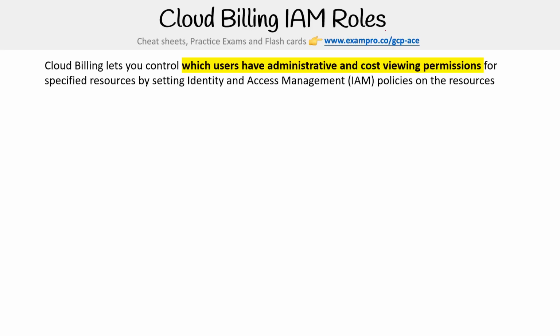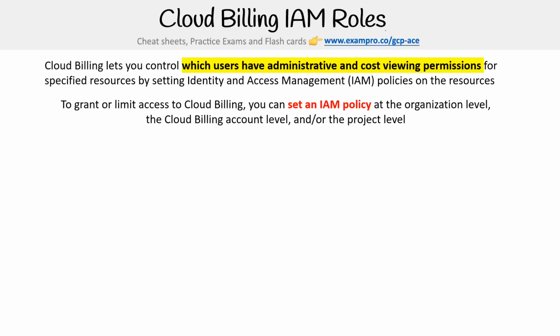Cloud billing lets you control which users have administrative and cost viewing permissions for specified resources by setting Identity and Access Management, so IAM, policies on the resources. To grant or limit access to cloud billing, you can set an IAM policy at the organizational level, the cloud billing account level, or the project level.